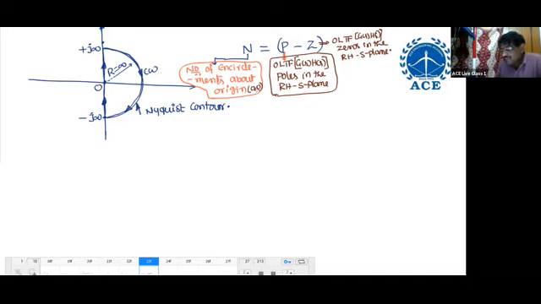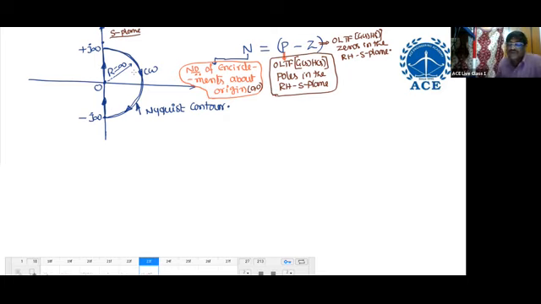Here you will get two concepts: encirclements about origin, as well as about -1. This is not a Nyquist plot, it is a Nyquist contour. This is the S-plane. From it, we have to draw the GH plane. That GH plane is called the Nyquist plot. From the Nyquist plot, we will find the stability.